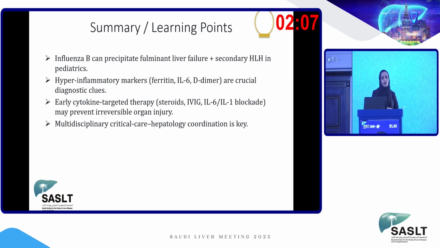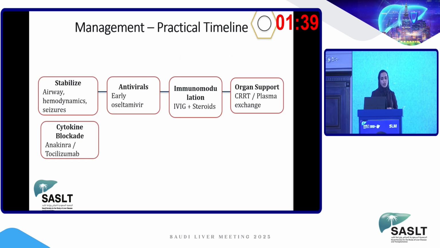So in summary, influenza in general can precipitate fulminant liver failure and secondary HLH in pediatrics. Hyperinflammatory markers, ferritin, interleukin-6, and D-dimer are crucial diagnostic clues. Early cytokine-targeted therapy, steroid, IVIG, and interleukin-6 or interleukin-1 blockade, either tocilizumab or anakinra, may prevent irreversible organ damage. Multidisciplinary critical care and hepatology coordination is key.